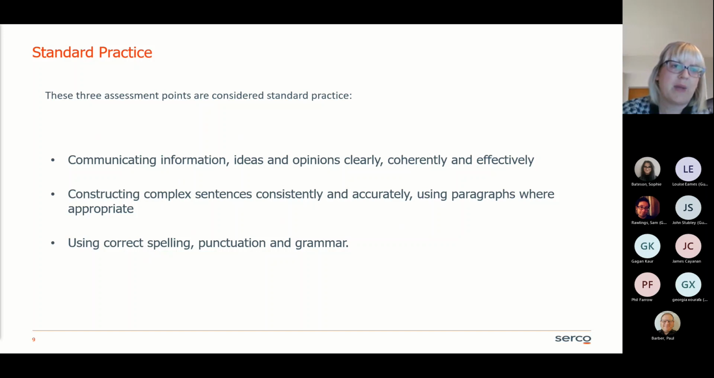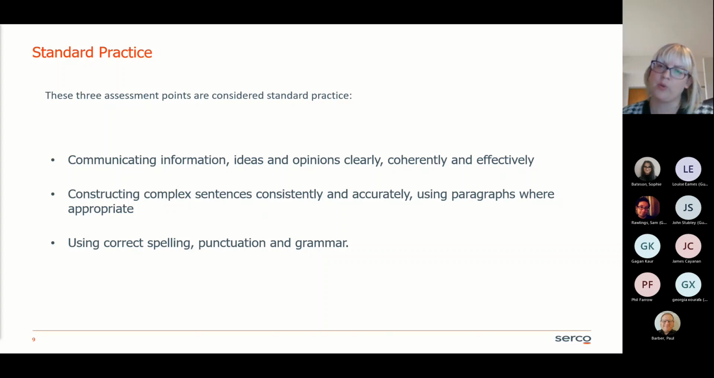The second one, you're expected to be constructing complex sentences consistently and accurately and using paragraphs where appropriate. So you'd be expected to write a readable sentence structure. Your sentences would need to make sense, and you'd also be expected to use paragraphing in your written work. And the third bullet point for standard practice is using correct spelling, punctuation and grammar. So those three things are standard that they would expect anybody to be able to achieve.